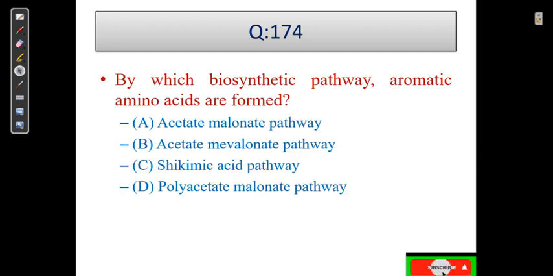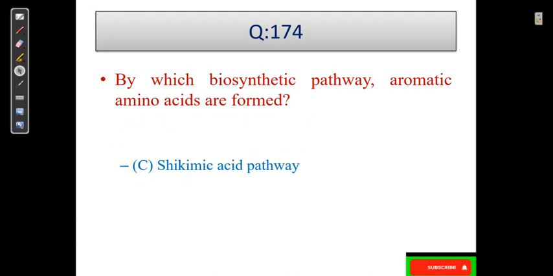By which biosynthetic pathway are aromatic amino acids formed? Acetate malonate pathway, acetate mevalonate pathway, shikimic acid pathway, or polyacetate malonate pathway? So the correct answer is the shikimic acid pathway.